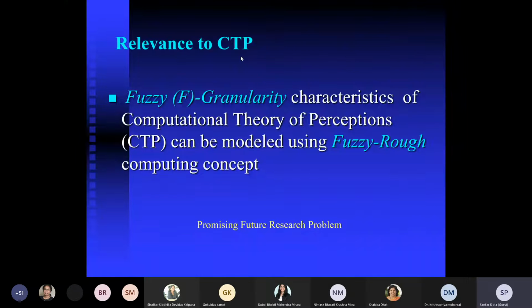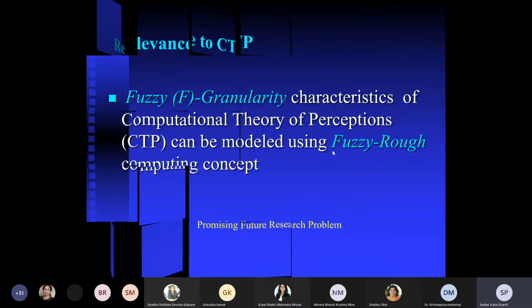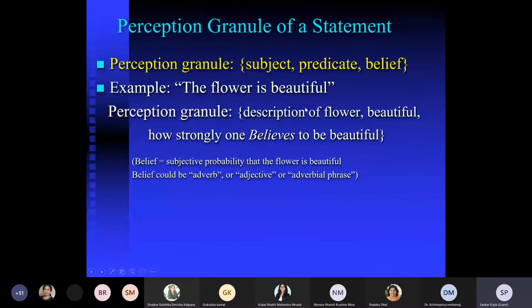Let's consider a perception granule. When you talk about perception, let's talk about a granule. For example, a perception granule in a sentence, in natural language processing. A perception granule could be a subject, predicate, and belief.